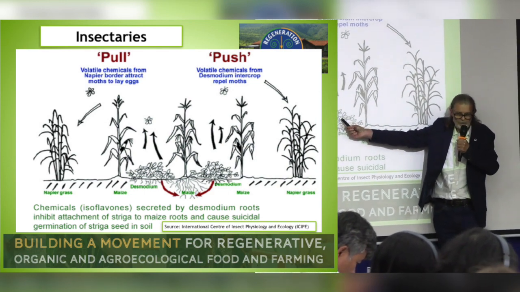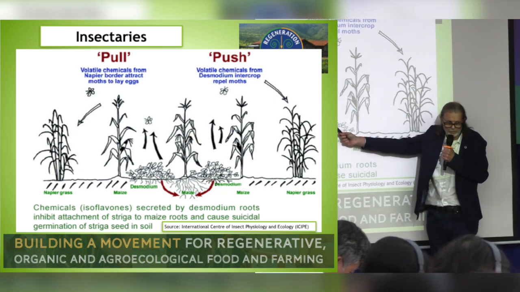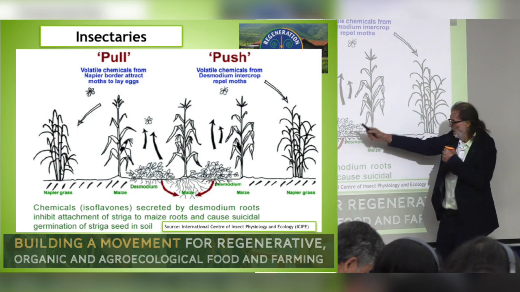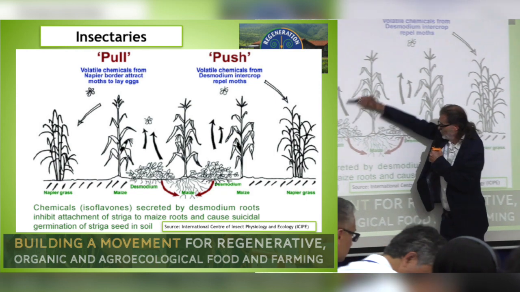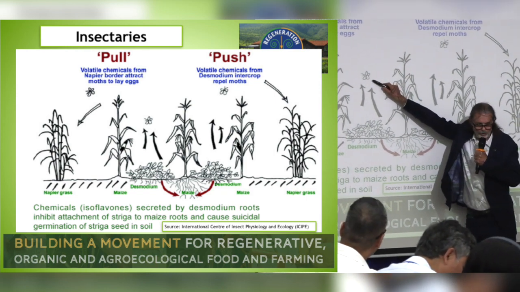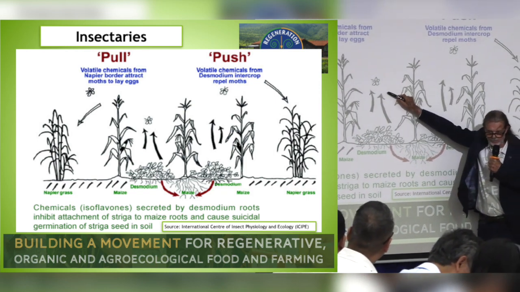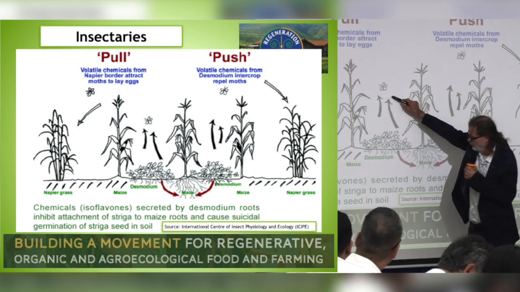This is another example of how we can do it, and it can be done very well with rice, where we can add in plants like this is desmodium, it's a legume, and what it will do is repel the borers, the corn borers.